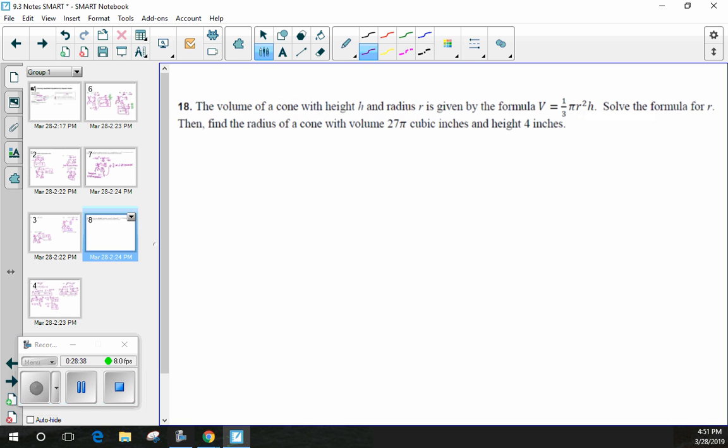Okay, on the last one, we're going to work with the volume of a cone. And they give you the formula here. The volume of a cone has the following formula. You've got volume equals 1/3 times pi times the radius squared times h. And the first part of this problem just asks you to solve the formula for r. So that means we're going to isolate the radius here by getting rid of everything on the right side.